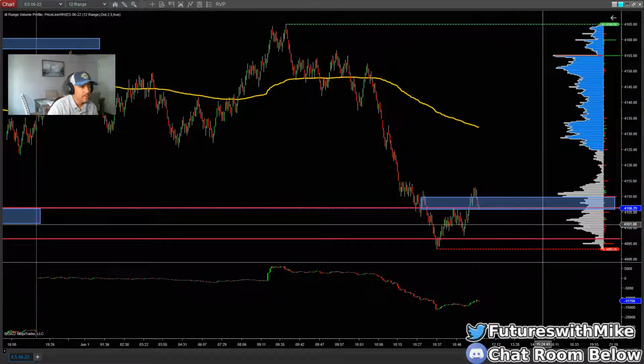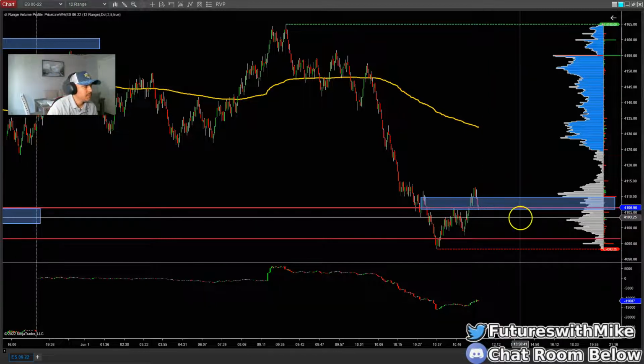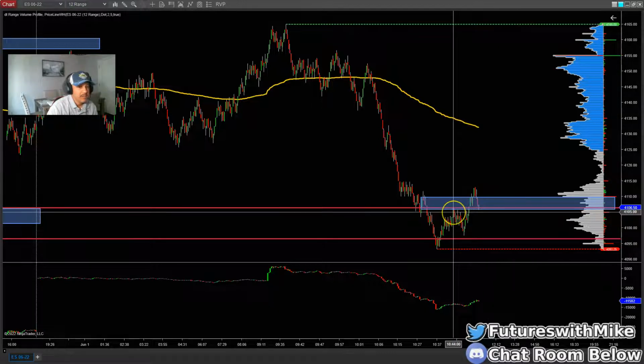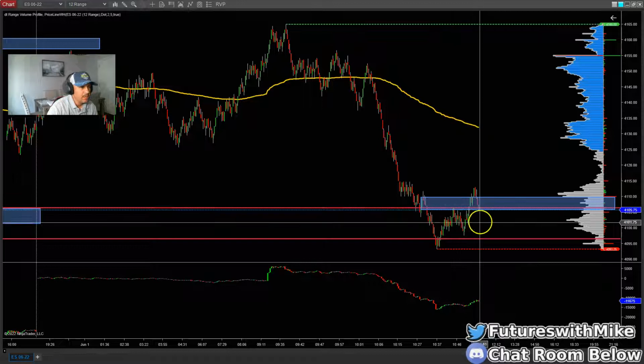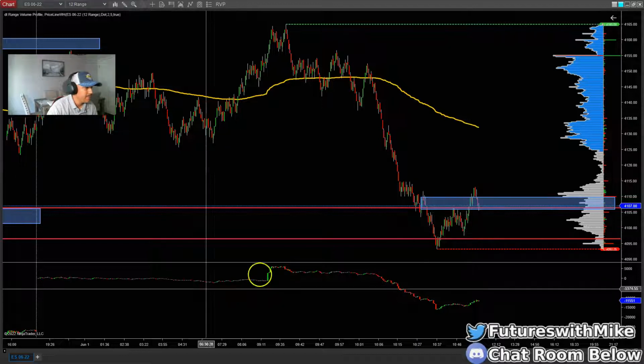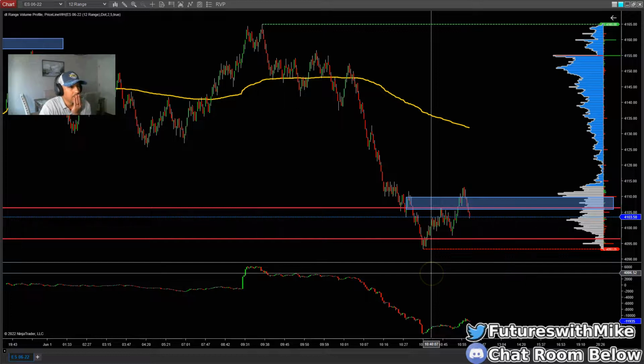Just send a message to the group, let them know that this area of supply right here could have been an area to go short. There might be an area right here to look for an entry on demand to go long, possibly. We'll see.